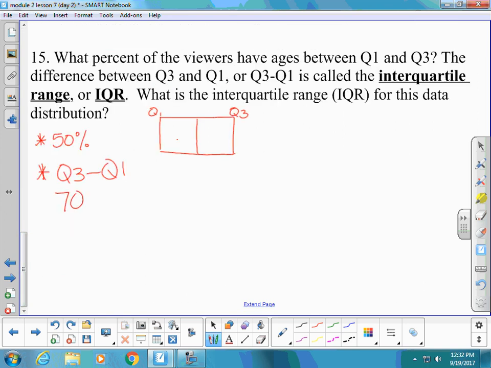We're going to do 70 minus 40, and that equals 30, and that is what we call our IQR, or our interquartile range. Okay? It's a range, that's why we're subtracting, and it's the inside of the box. That's why it's called the interquartile range. It's between the quarters, Q1 and Q3.